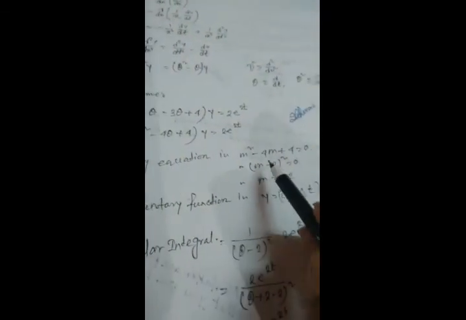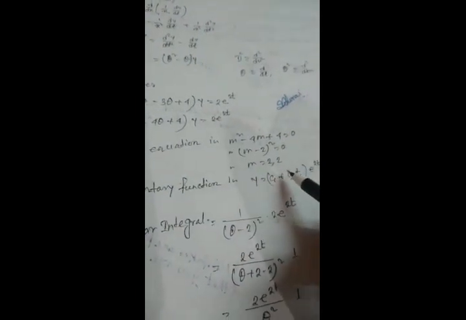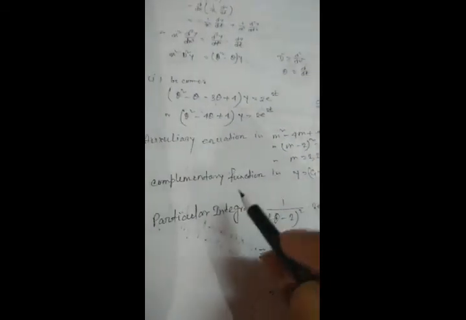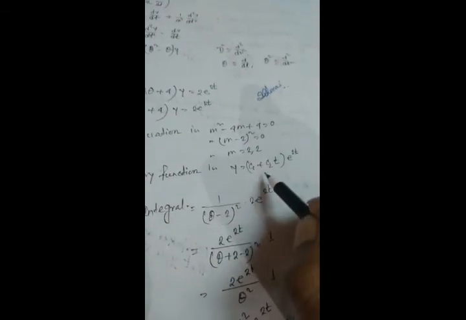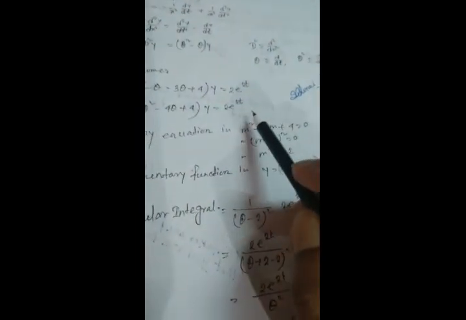Now we have to find the auxiliary equation. That is, the auxiliary equation is of the form m square minus 4m plus 4 is equal to 0. So the roots are (m minus 2) whole square is equal to 0, m is equal to 2. The roots are real and equal. So the complementary function is y is equal to (c1 plus c2 t) into e to the power 2t. Now since this is a non-homogeneous equation, we have to find the particular integral also.